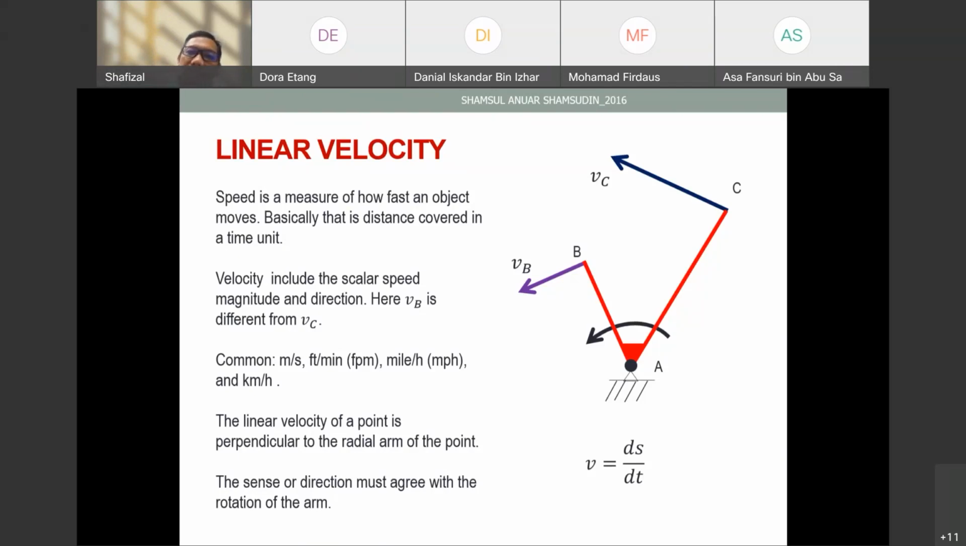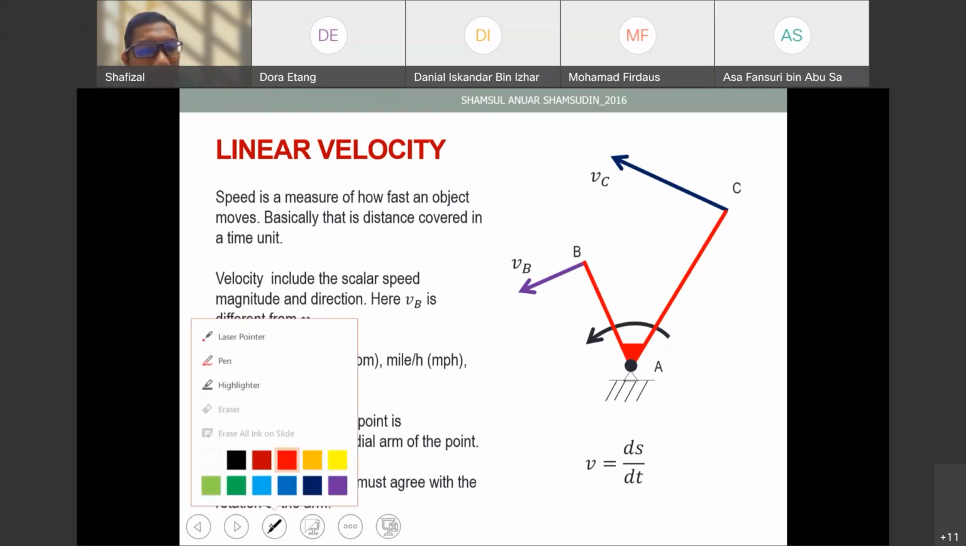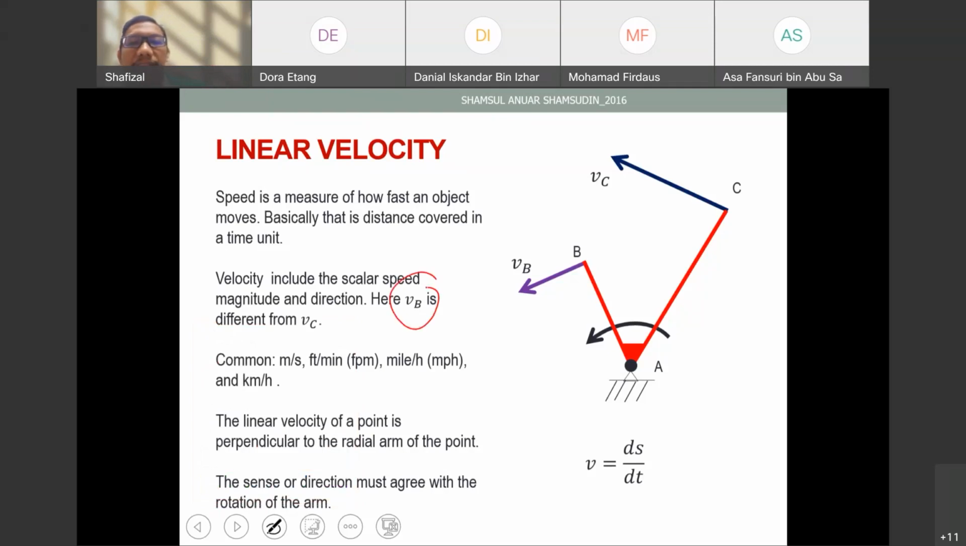And velocity also includes, besides the scalar speed, the magnitude and also the direction. Magnitude is the value, and also the direction, whether clockwise or counterclockwise. We can put a symbol as VB. For example, this is link number 2, this is A, a frame, this is number 2, this is number 3. When we want to find the velocity of point B, the link number 2 and point B have the same velocity. So we can find it at point B.